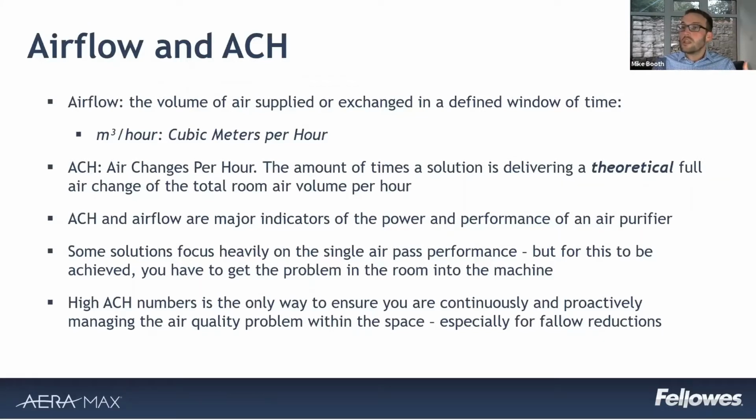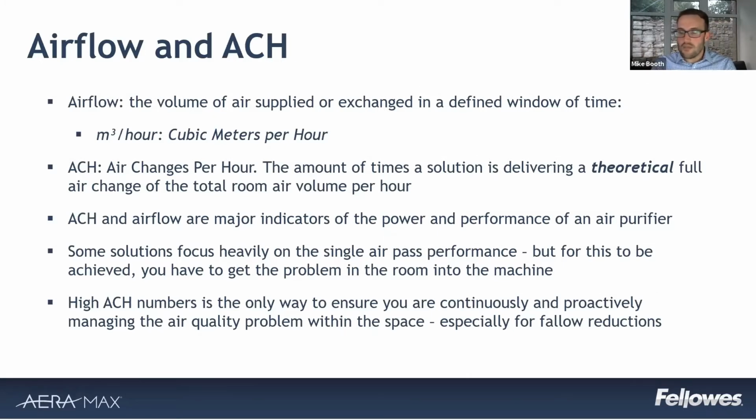And the reason we say theoretical is that one air change within an hour doesn't necessarily mean that 100% of the air within the room has been passed through that system or has been changed by that system. What it means is that the volume of air in that room, if that was 40 cubic meters, that solution is able to provide 40 cubic meters of air within that 1 hour period. But you need multiple air changes per hour in order to get a good overall rotation of all the volume within the space.